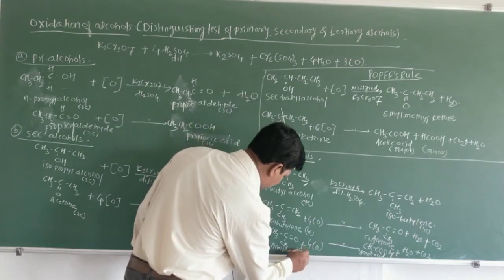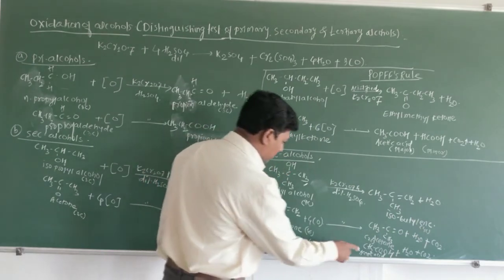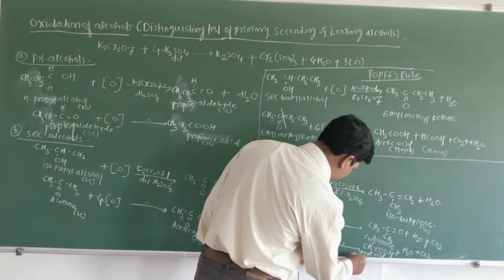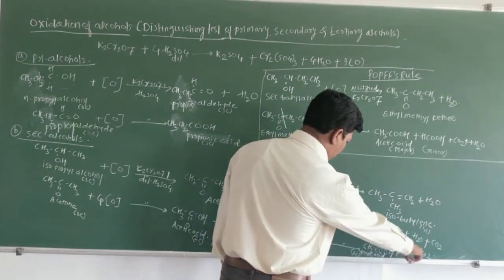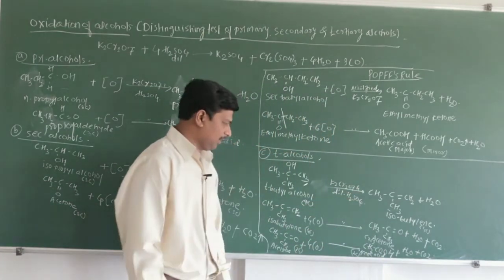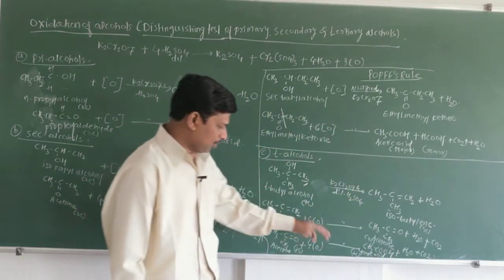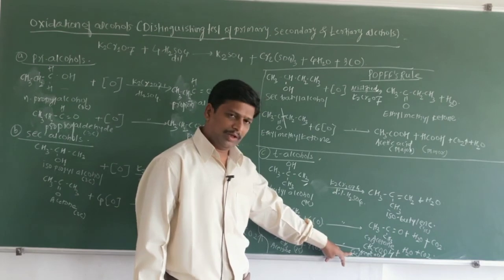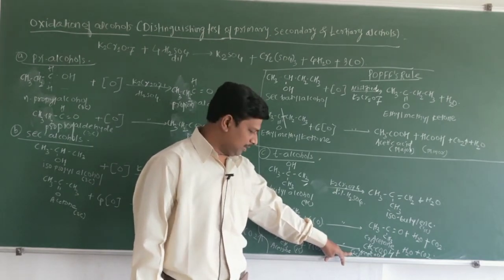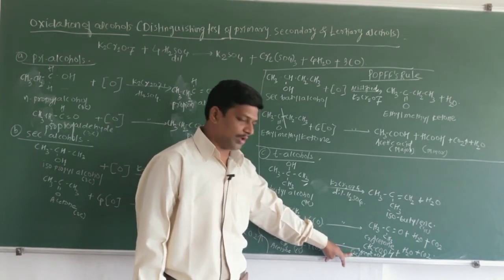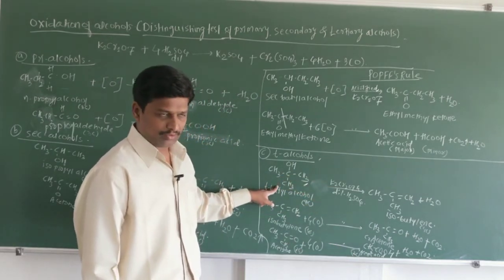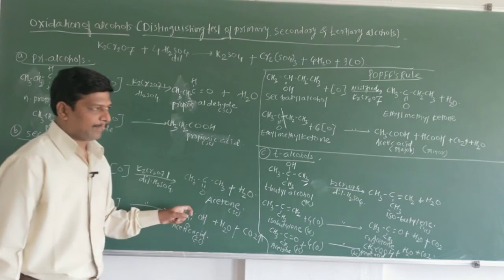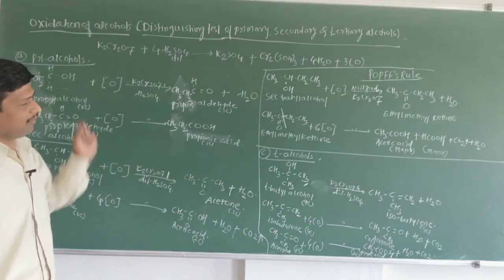Now this acetone on further oxidation forms acetic acid, and it contains two carbon atoms, and one carbon atom is in the byproduct here. Means the product obtained from the tertiary alcohol contains two carbon atoms less than the alcohol. Okay, so in this way this is the distinguishing test.